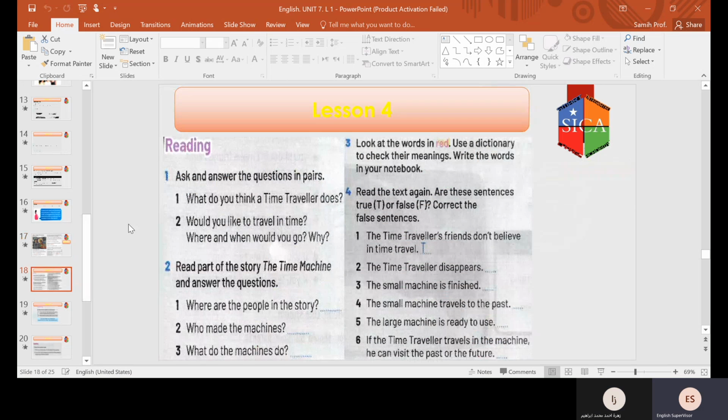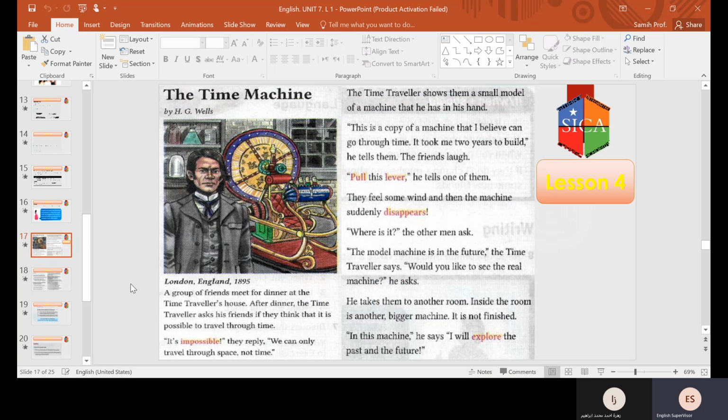Question number 2. Look at the words in red. Use a dictionary to check their meanings. Write the words in your notebook. I asked you to read the words in red, and you already read them. Impossible, yes, go ahead.